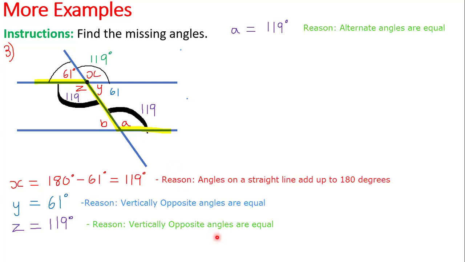Kanan, are you writing this down? Yes, sir. Alandria Parker, are you writing this down? Yes, sir. Trinity Stewart, are you writing this down? Stene, are you writing this down? Yes, sir. Stene, why is Z and A equal to 119? Why are they equal to each other? Because they're alternate angles. There you go, they are alternate angles.